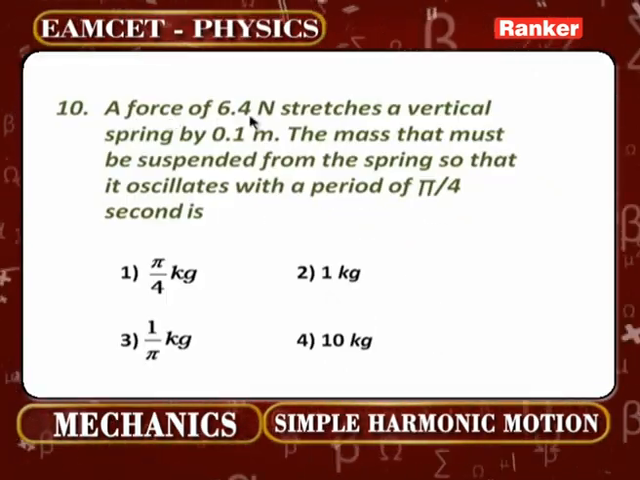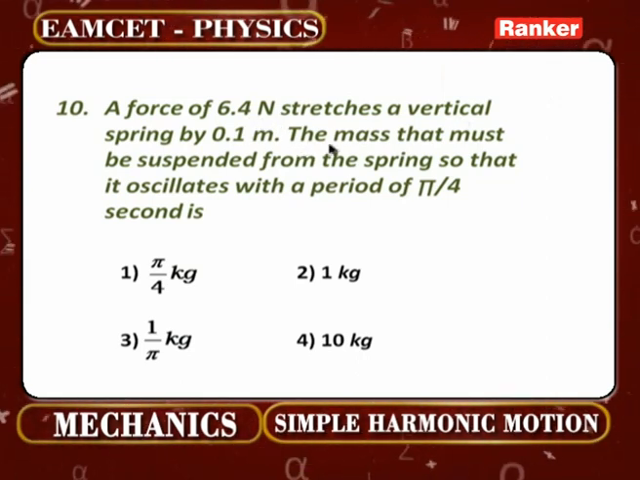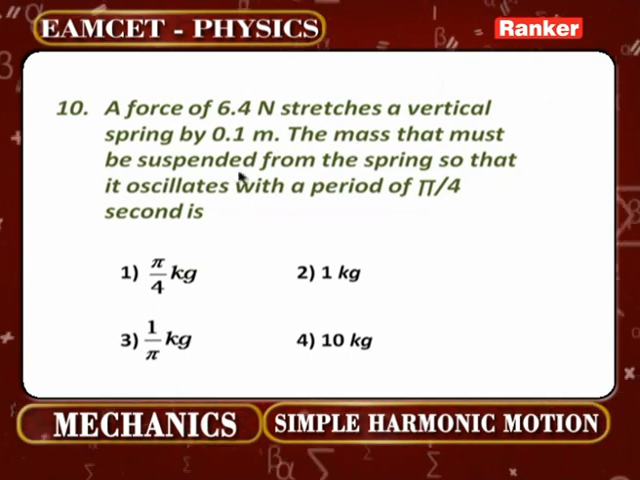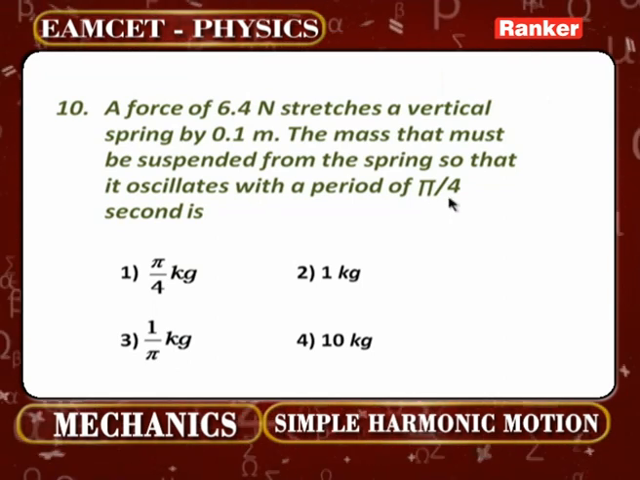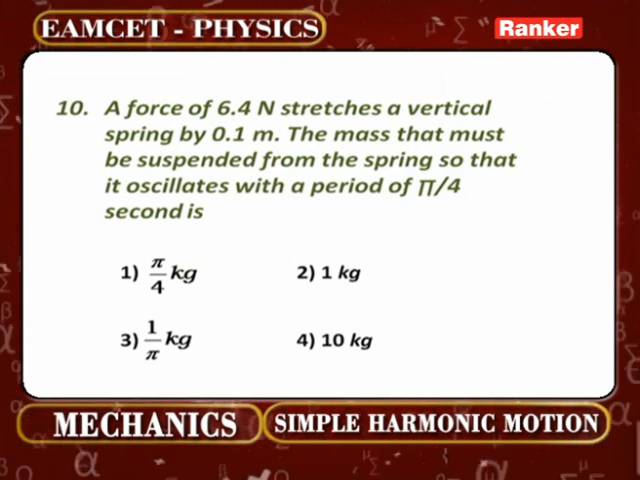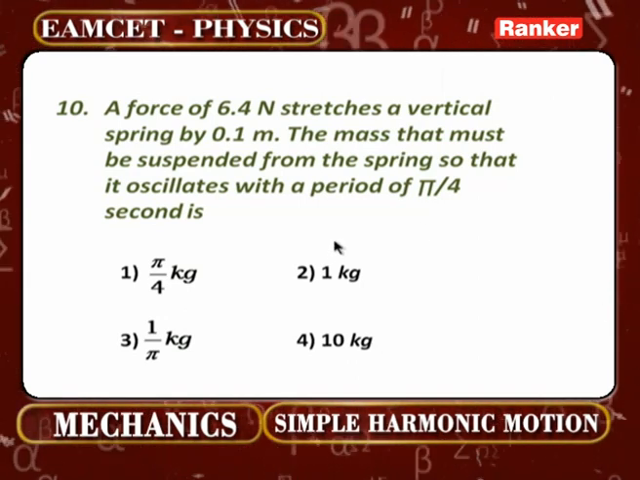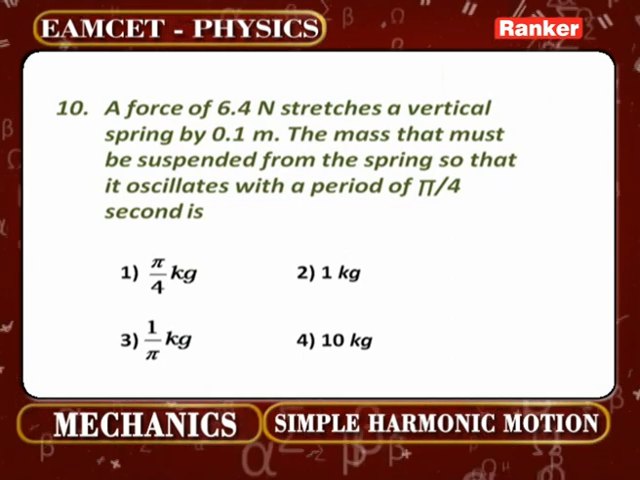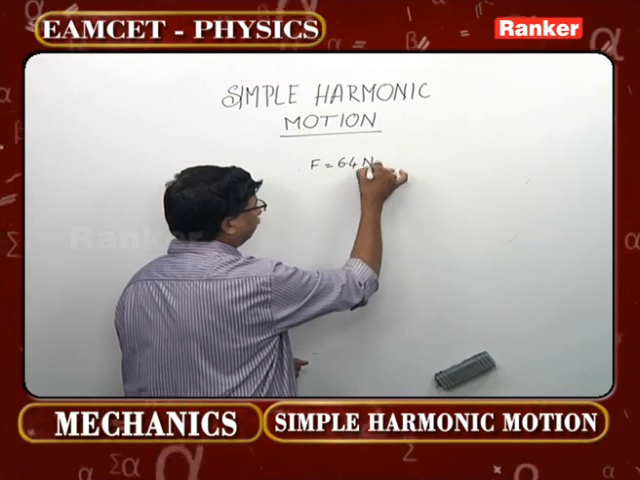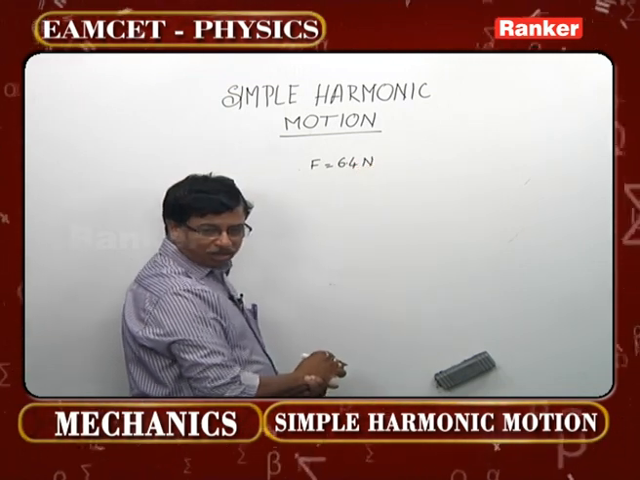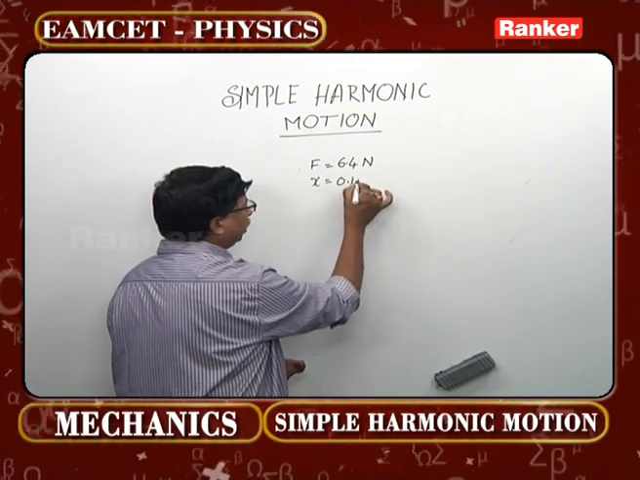A force of 6.4 Newton stretches a vertical spring by 0.1 meter. What mass must be suspended from the spring so that it oscillates with a period of pi by 4 seconds? It is the concept of a loaded and oscillating spring. That is the case one has to take up. Now let us see what is given. Force is given as 6.4 Newton, very clearly mentioned there. And the vertical displacement that has been given here is 0.1 meter.